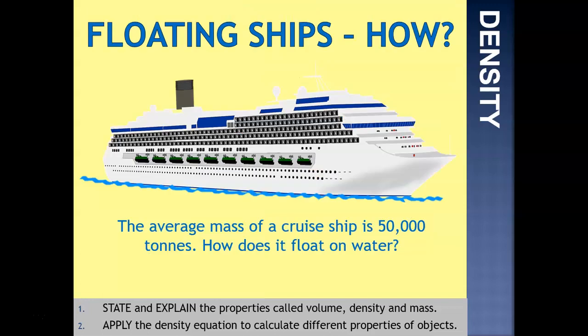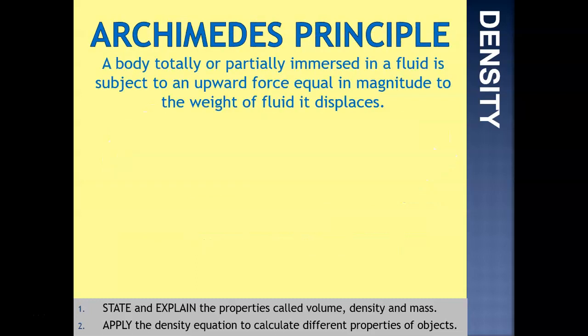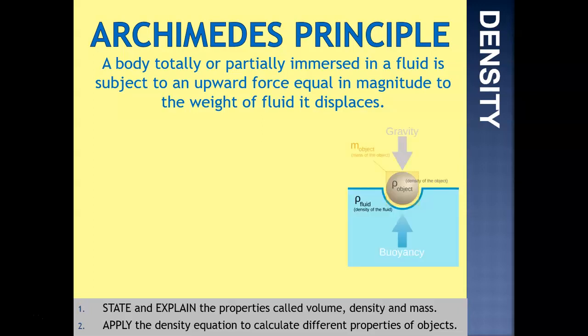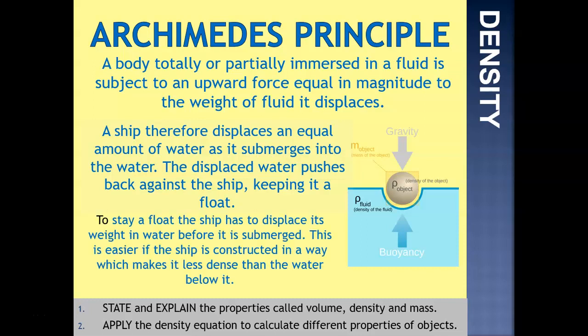So how about floating ships? The average mass of a cruise ship is 50,000 tonnes. How does it float on water? It's called Archimedes Principle. A body totally or partially immersed in a fluid is subject to an upward force equal in magnitude to the weight of fluid it displaces. There's something showing it there. So that's displacing the amount of water underneath it, and that's pushing it up with a force that's equal. So a ship displaces an equal amount of water as it submerges into the water. That displaced water pushes back against the ship and keeps it afloat.